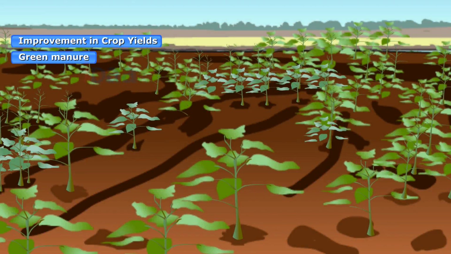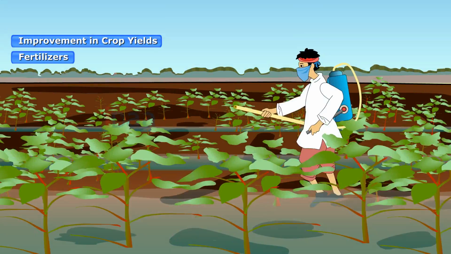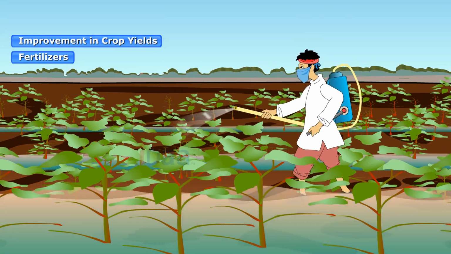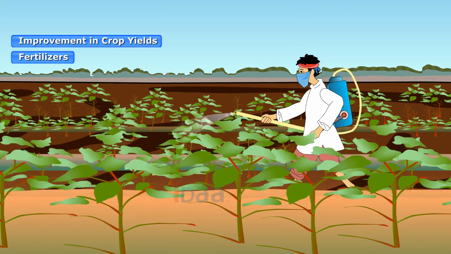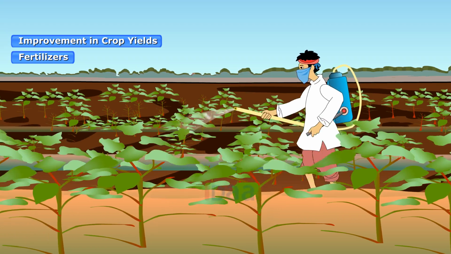Green manure. Green manures are plants that are sown specifically to improve fertility. Example: sun hemp. Fertilizers. Fertilizers add nutrients to plants and make them healthy. On the other hand, continuous use of fertilizers in an area destroys microorganisms and causes water pollution.